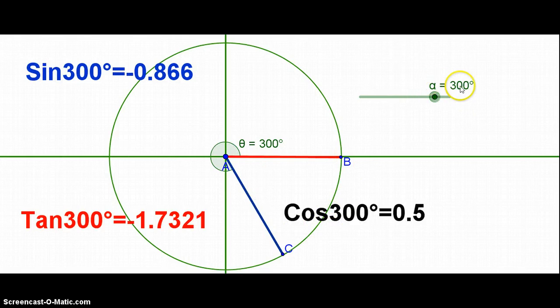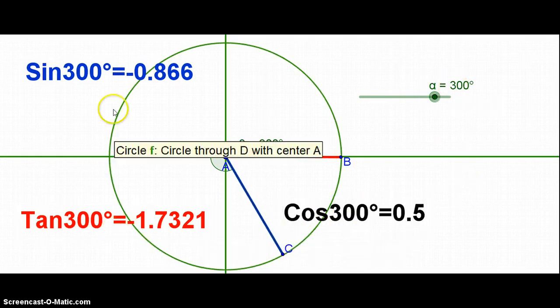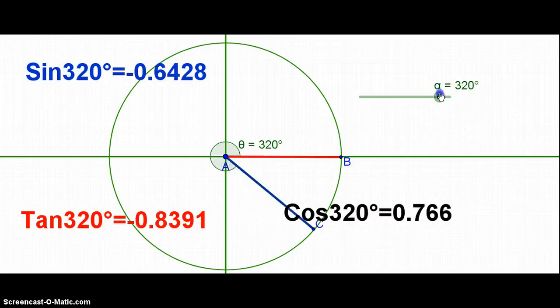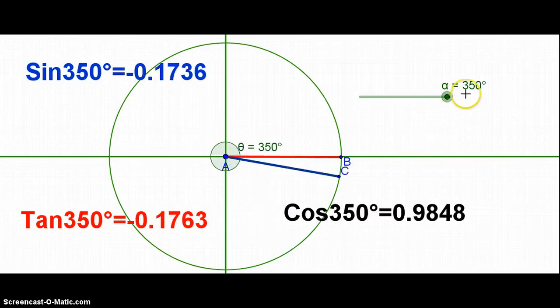Here we pick an example like 300 degrees. Cos is positive, negative for tan, negative for sine, and that will also be the same if I pick 350 degrees. Again, cos is positive, sine and tan are negative. So this explains how quadrants work.